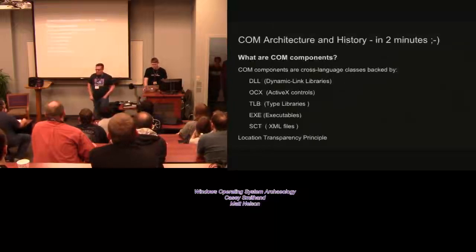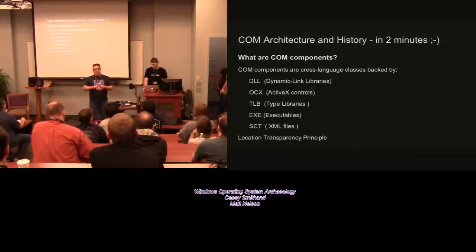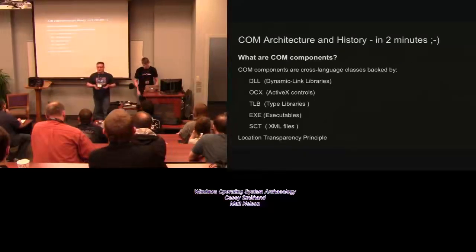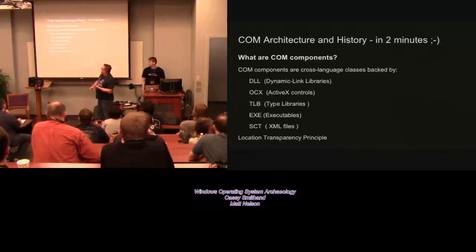A really, really brief history of COM: how these objects exist in Windows. There's a number of file extensions. Some of these you've probably heard of. Others may be new to you. You essentially have DLLs, OCX, type libraries, executable files. And recently there's a file type that we've been working with called SCT files.